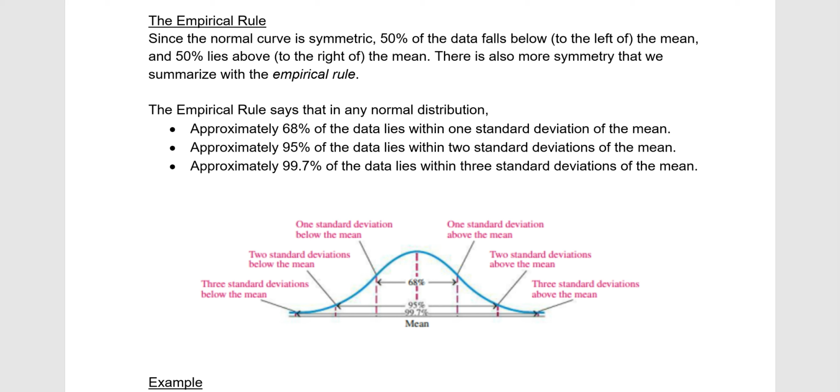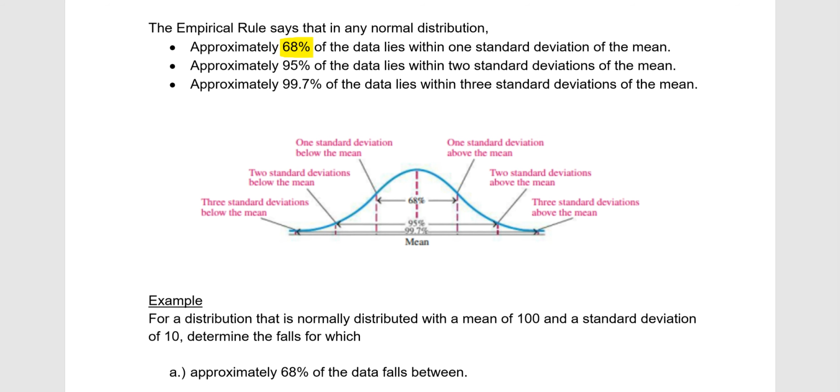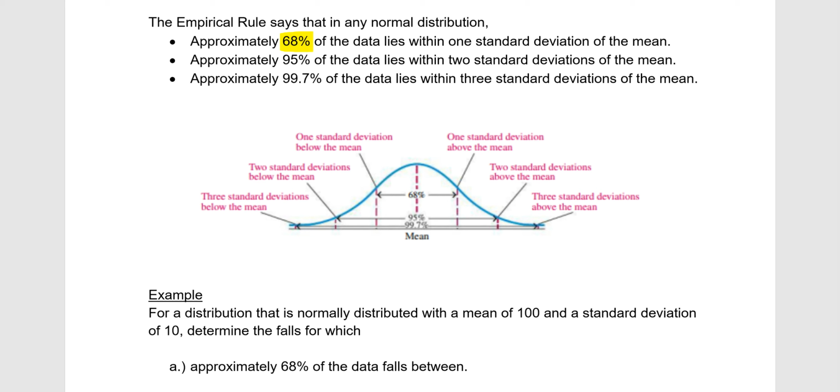So the empirical rule says that about 68% of the data is within one standard deviation away from the mean. So what that means is that if we have this normal curve down here, and we have our mean, which is as usual right here in the middle, that means 68% of the data is going to be one standard deviation to the left of the mean, which is below the mean, and one standard deviation above the mean, which is to the right of the mean. So 68% of the data, of all of the data entries, are going to be one standard deviation to the left and one standard deviation to the right.